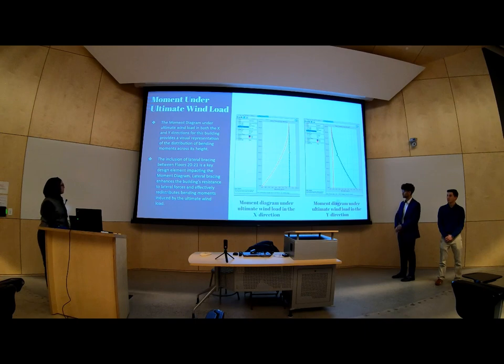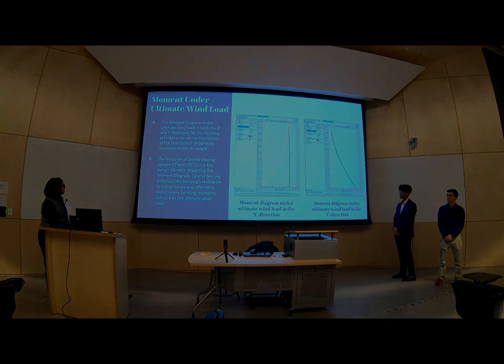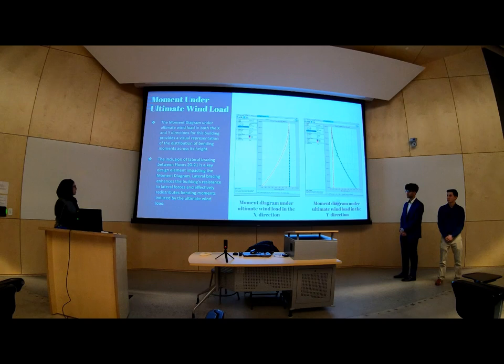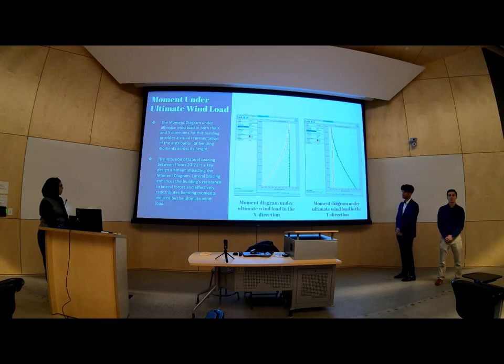This is our moment under ultimate wind load. The moment diagram under ultimate wind load in both the X and Y directions for this building provides a visual representation of the distribution of bending moments across its height. The inclusion of lateral bracing between floors 20 to 21 is a key design element impacting the moment diagram. Lateral bracing enhances the building's resistance to lateral forces and effectively redistributes bending moments induced by ultimate wind load.